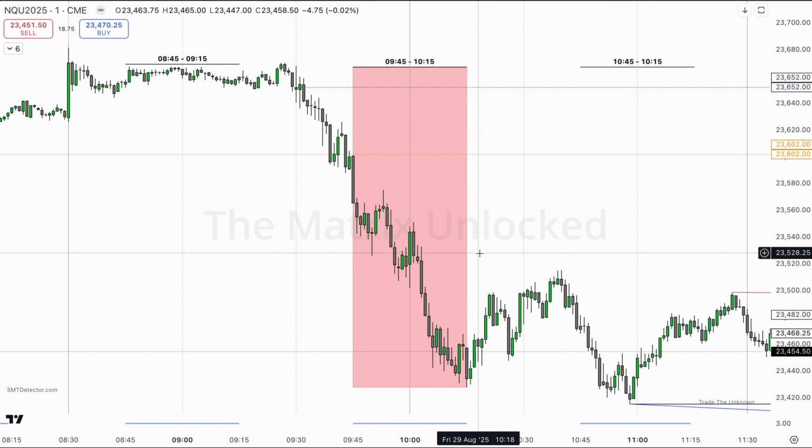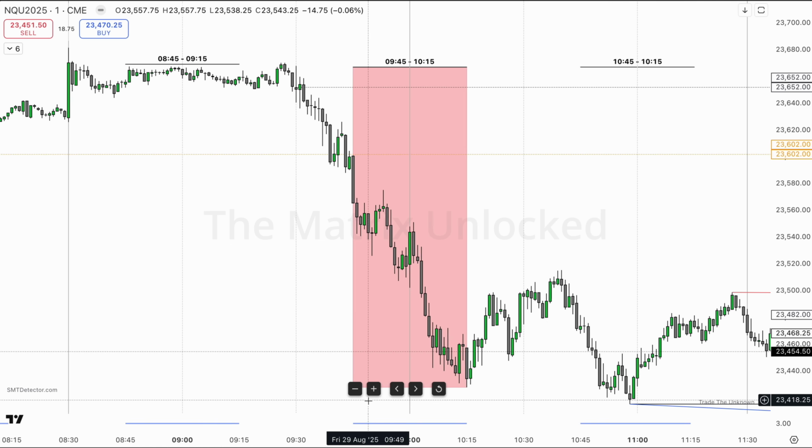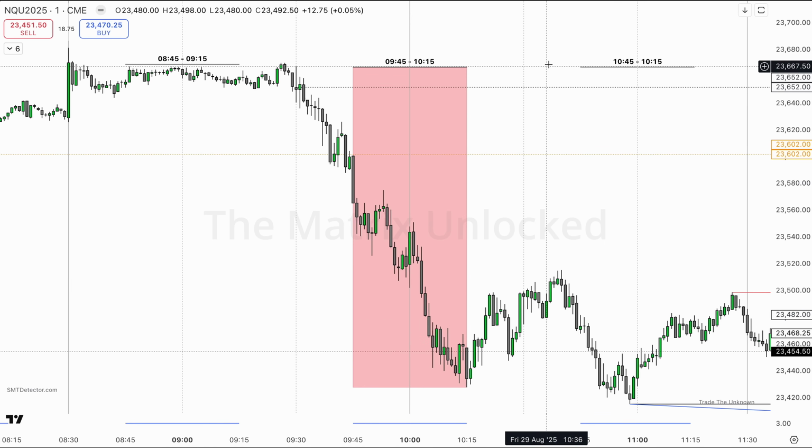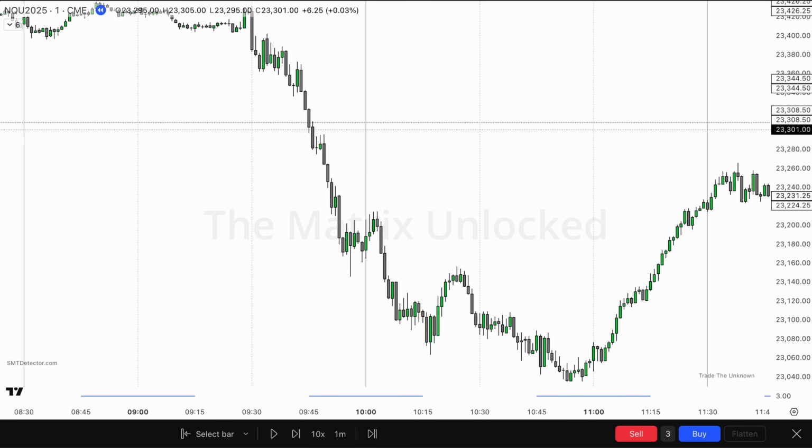Because what do we expect then from the next half of the macro? Expansion. So if we're just patient, we wait for that manipulation to happen around the right time, we see that everything is lining up, we see our setup, we know that now is going to be the right time for that right side of the curve to expand. So we wait for price to finish manipulating, and then we anticipate that the next half is going to deliver price.